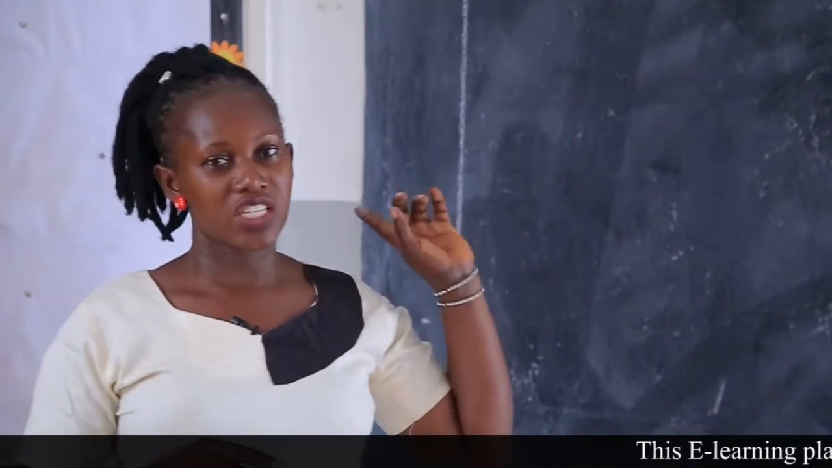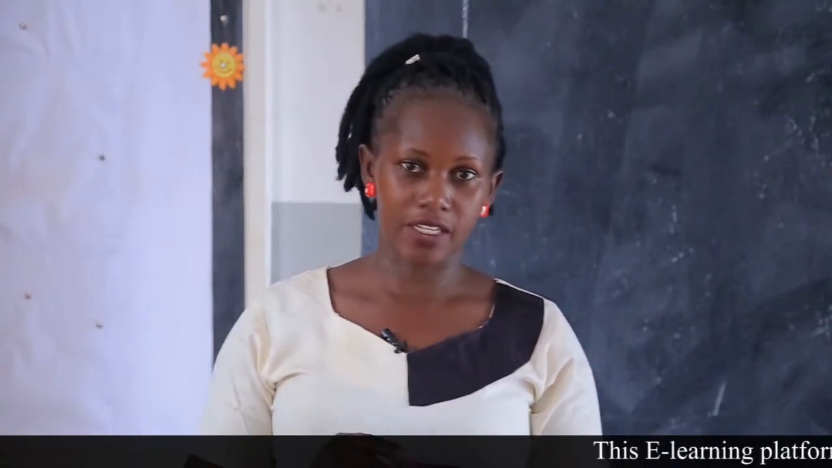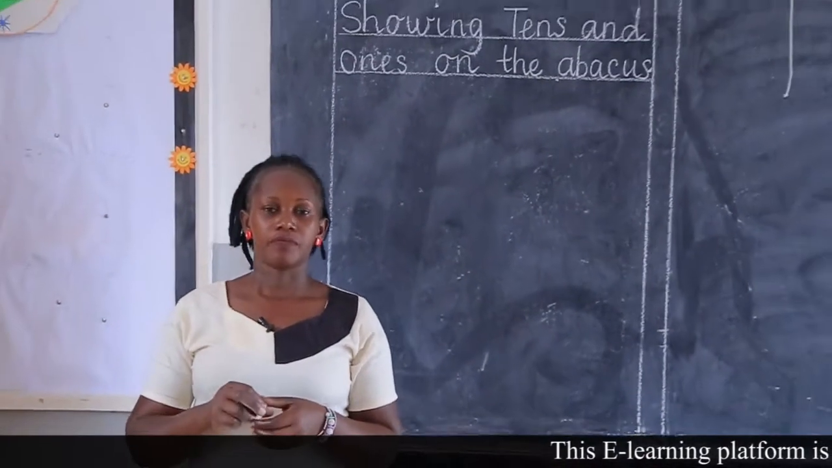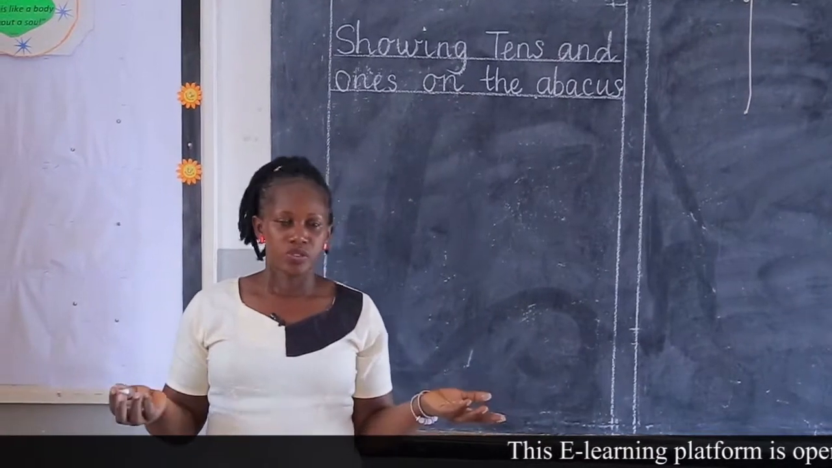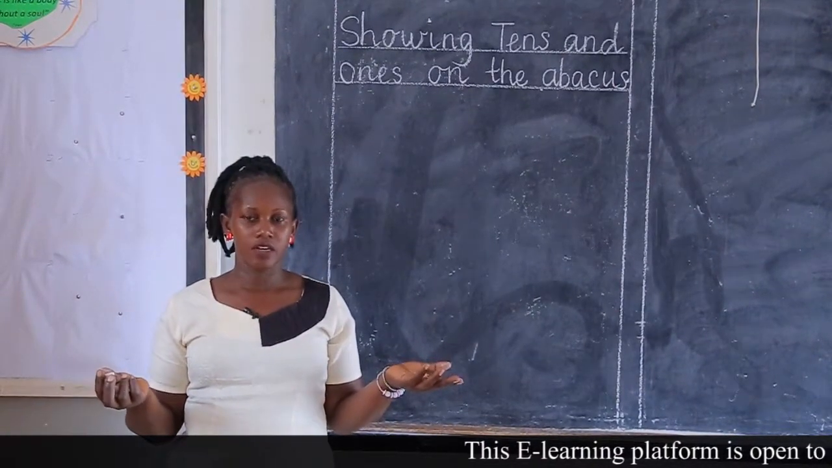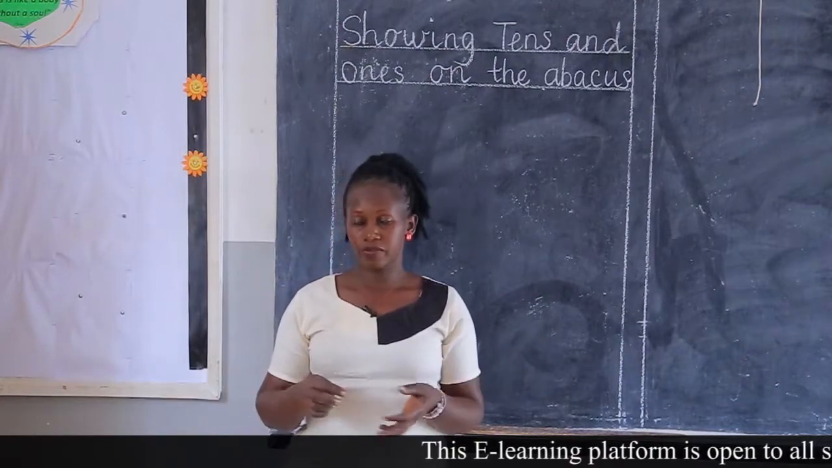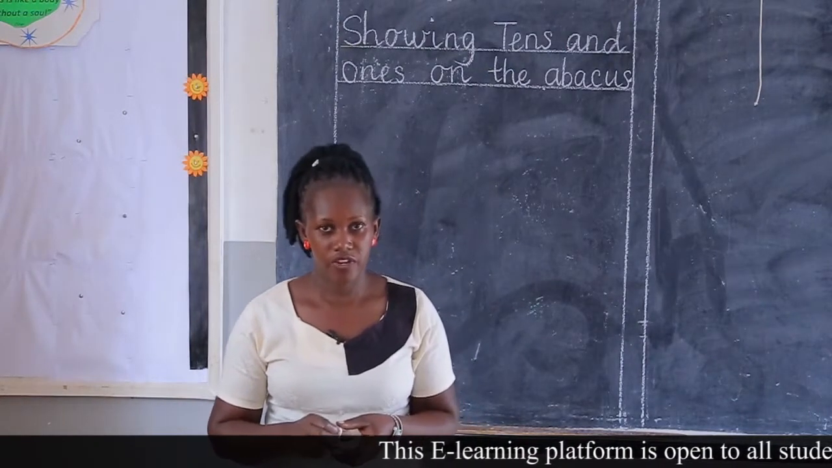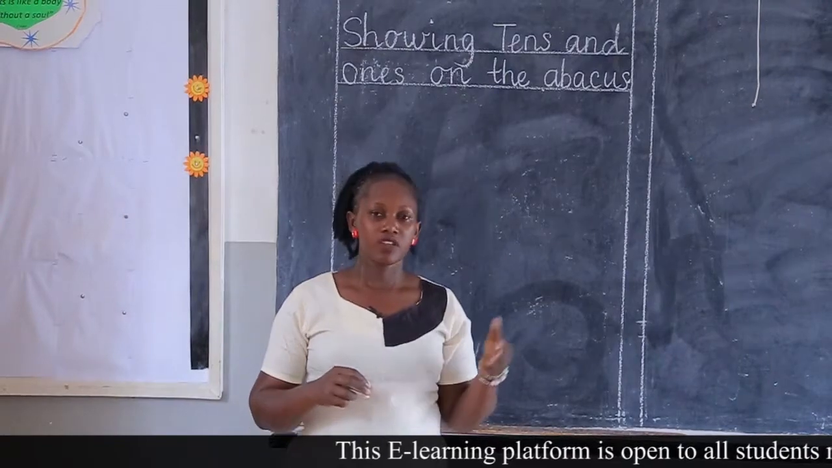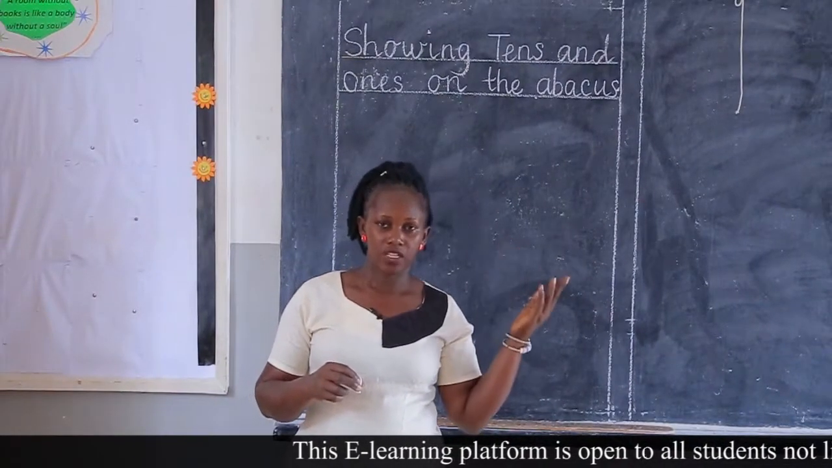Still, we are looking at tens and ones, remember? We started with counting tens and ones, we drew tens and ones, we added tens and ones, we subtracted tens and ones, and today we are going to look at how we show tens and ones on the abacus, right? Do you know what an abacus is? You can make an abacus yourself. But right now, we are going to see how we represent on the abacus.